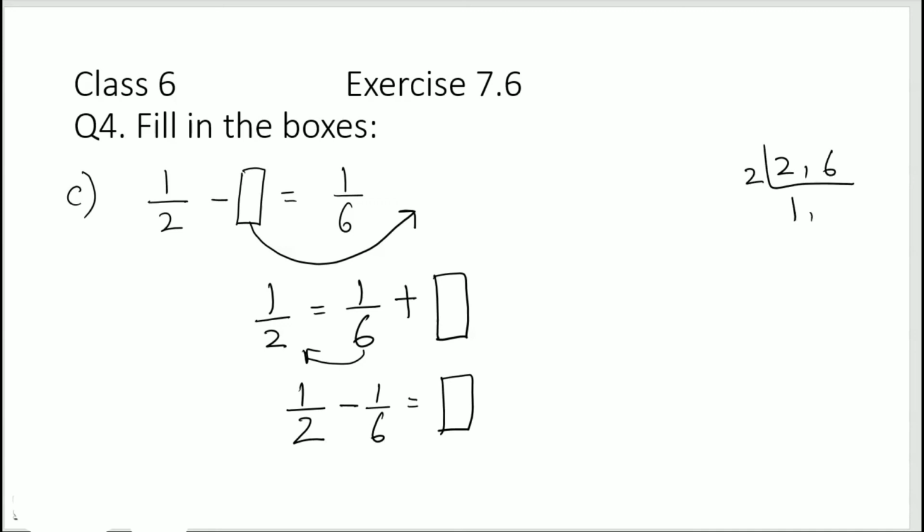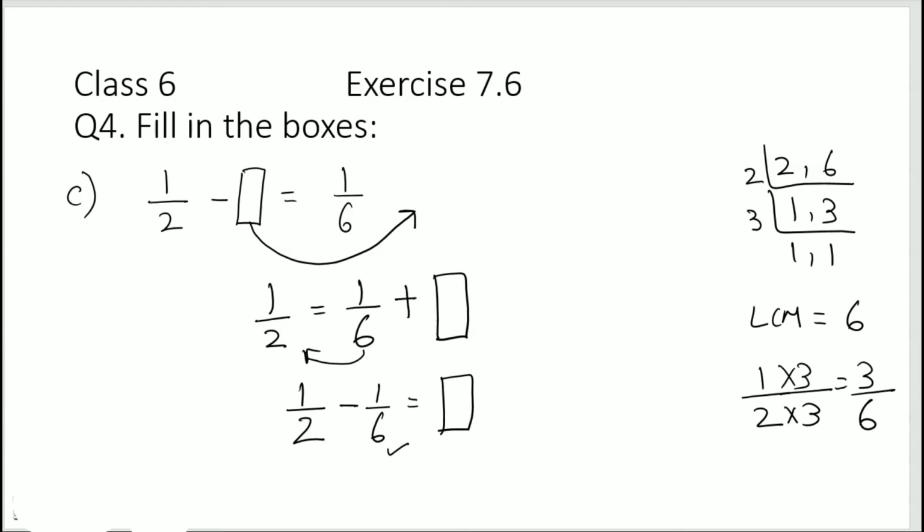2 ones are 2, 2 threes are 6, 3 ones are 3. So LCM is 2 times 3, which is 6. This already has a 6. Now we need to convert 1 by 2. So this would be 3, 3 ones are 3, 3 twos are 6. Okay. So it's 3 by 6 minus 1 by 6 equals to the blank box. 3 minus 1 is 2.